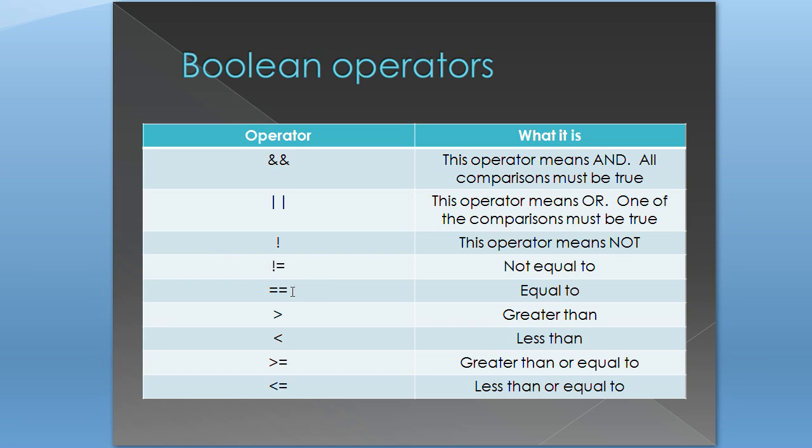Double equals stands for equal to. And again, that's like comparing one thing to another. If x is equal to y, or while x is equal to y, stuff like that. And then all the greater than, less than, greater than or equal to, less than or equal to. You can get that from the name. If one's greater than another, it'll execute. If one's less than another, it'll execute. If one's greater than or equal to, and so on.